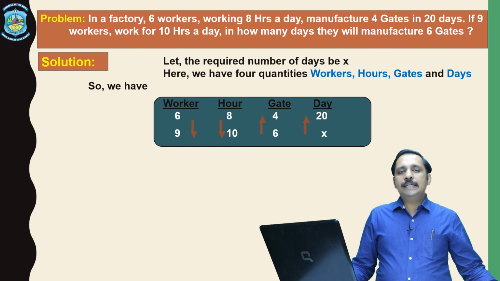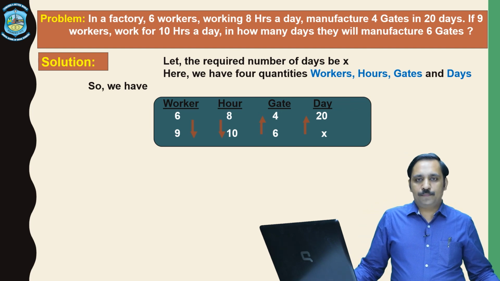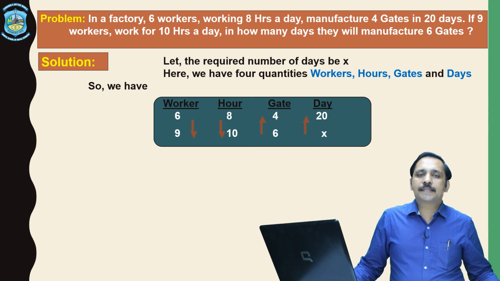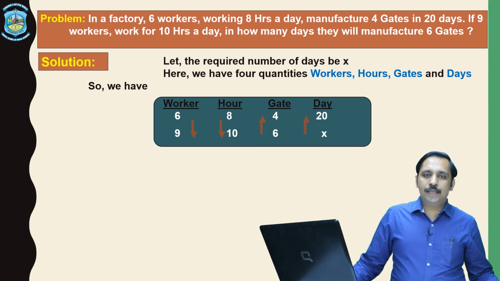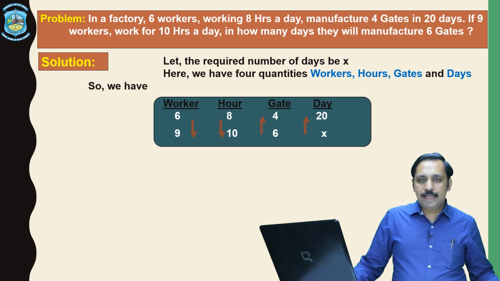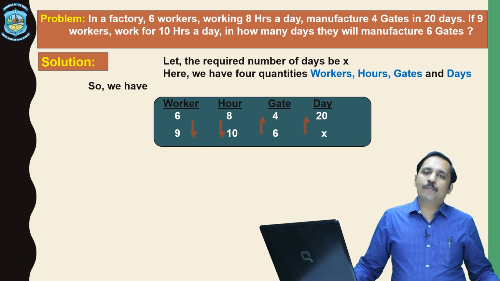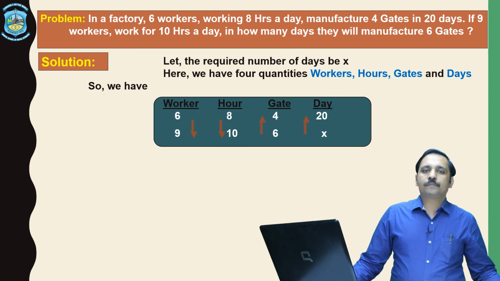Now let us compare each quantity and put arrows. First I compare workers with the number of days. Obviously, since my number of workers are increasing, the number of days should be less. That means it's an inverse relationship. Again, on comparing the hours with days, if we work for fewer hours, we require more days. That means it's an inverse proportion. So we have to make the direction of the arrows opposite. Please don't compare the values, only compare the relation.